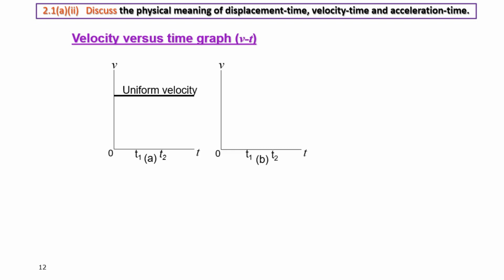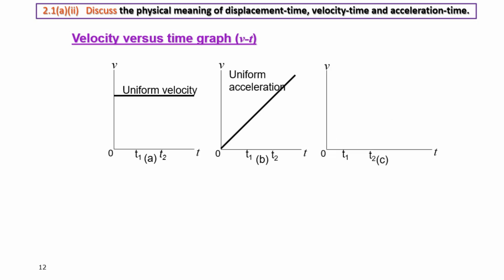While for the second graph, the graph is a non-horizontal straight line, so the gradient is not equal to 0. For a slanted straight line, the gradient is constant, so the acceleration of the moving object is uniform.